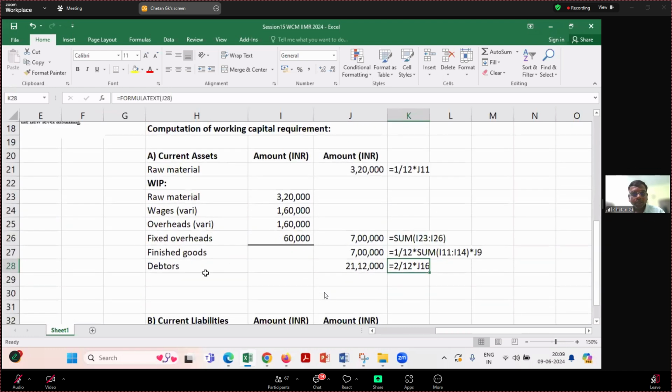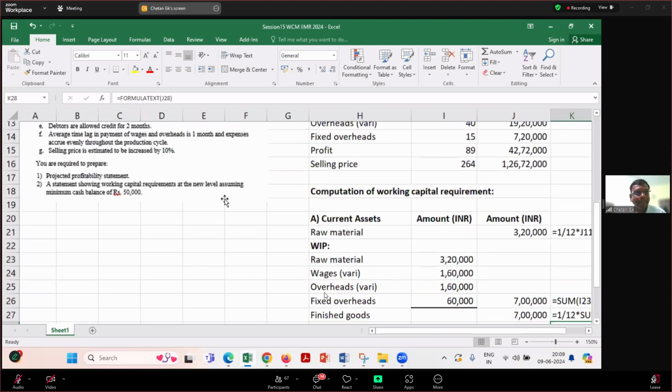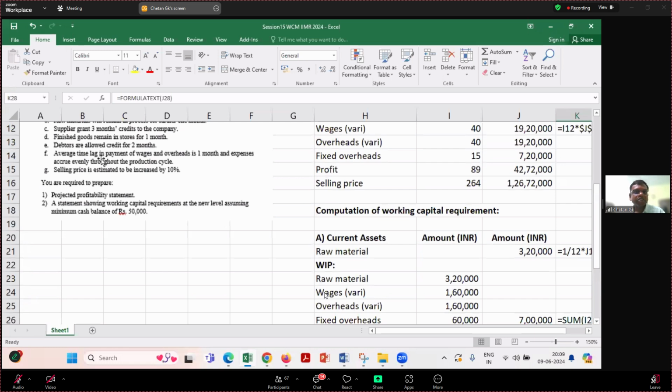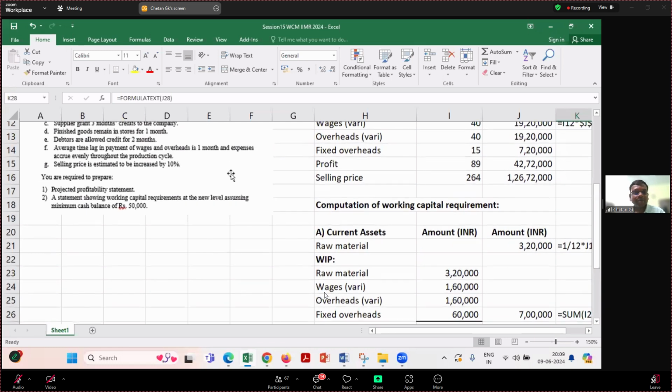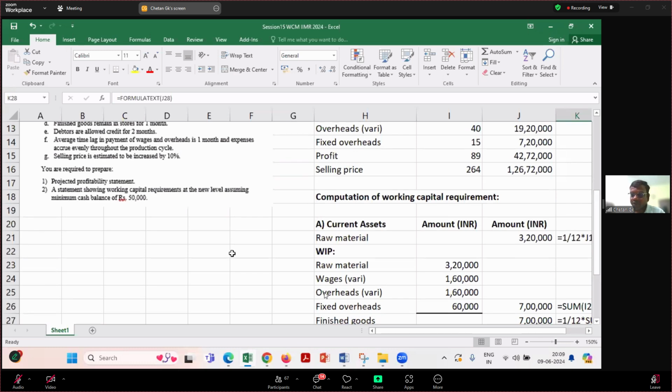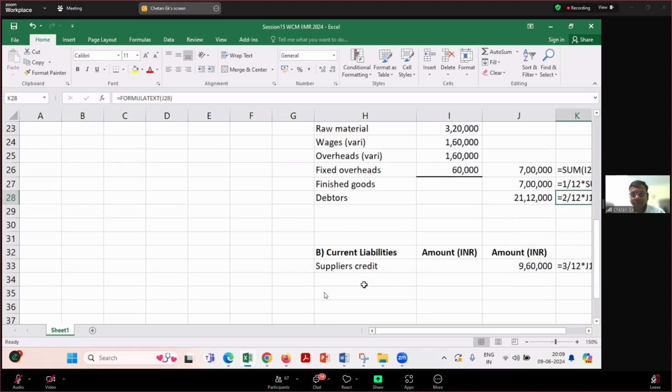Okay, so debtors done. Average time lag in the payment of wages and overheads. Time lag means it's a liability, right? Time lag means you're taking more time, so it is a liability. So time lag in the payment of wages, I'll write it here as time lag wages.